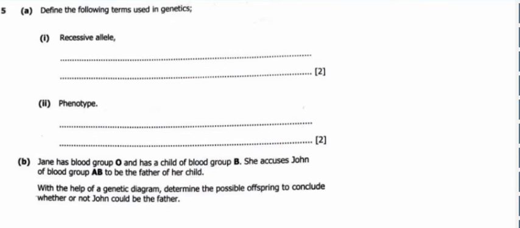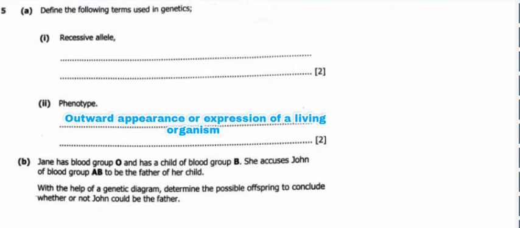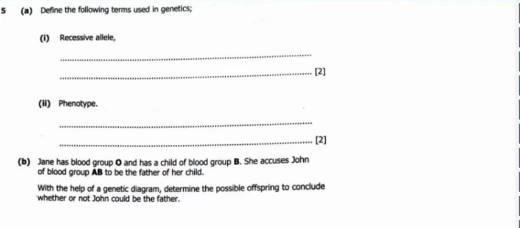Roman numeral 2, phenotype. Phenotype is an outward expression of a living organism, the way you are composed outwardly. If you are dark in complexion or brown in complexion, that is your phenotype. Then when you talk of genotype, it is the internal appearance or genetic composition of a living organism.